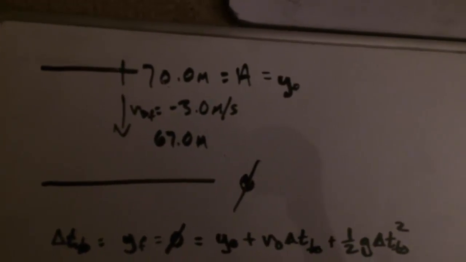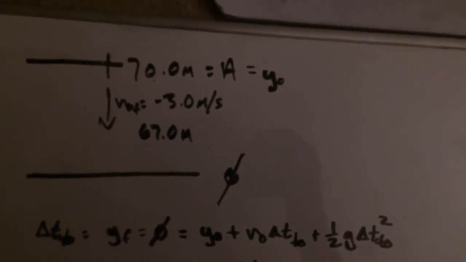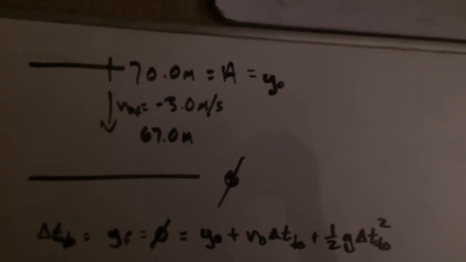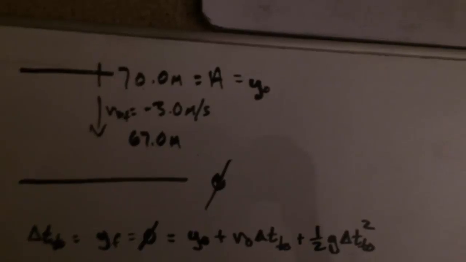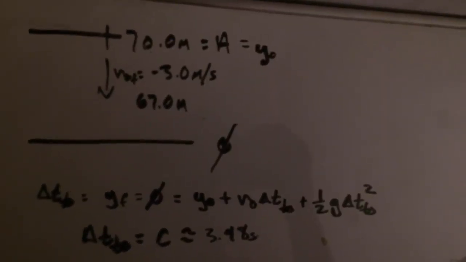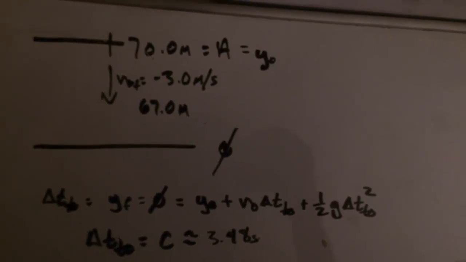Okay, so the first thing we want to do is solve for the total time it takes for your friend's object to hit the ground. We're going to set yf equal to 0, write the rest of the distance equation out. Substituting the values, we're going to get a quadratic equation. We're going to solve that, and it's going to give us 3.48 seconds.